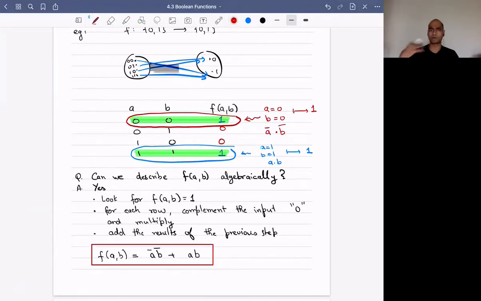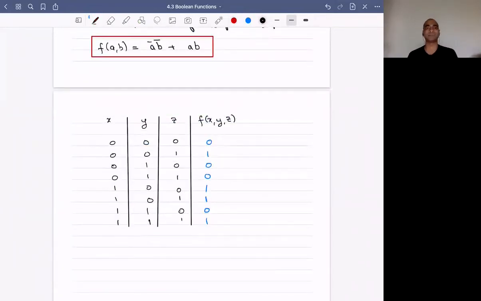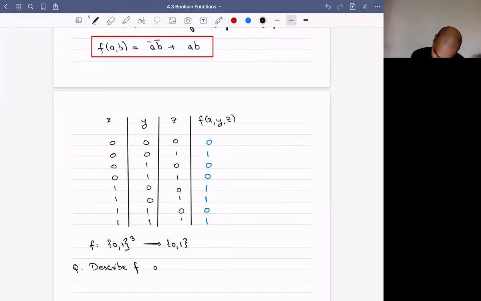Let me do one more complicated example to explain what's happening. And then I'll explain the theory behind this. So here is a bigger example. Here I have 3 inputs, x, y, z. So f is here a function that goes from {0, 1} to the 3 to {0, 1}. And it produces something. And my question is again, describe f algebraically. And we'll do it systematically. So the first step is locating all the outputs which are 1.